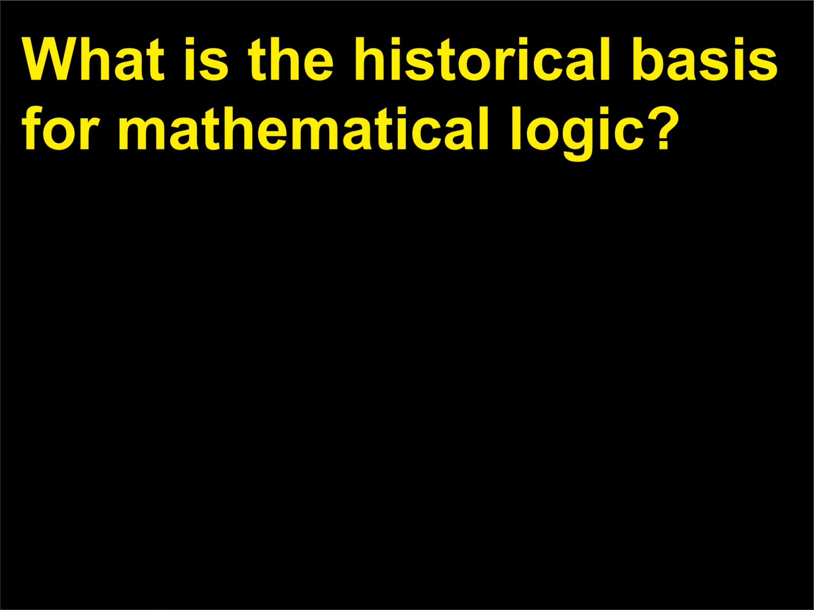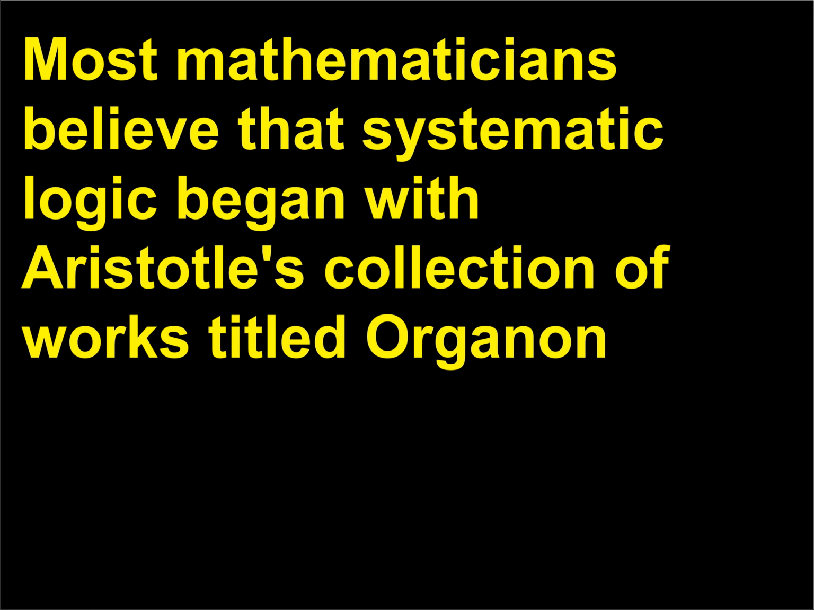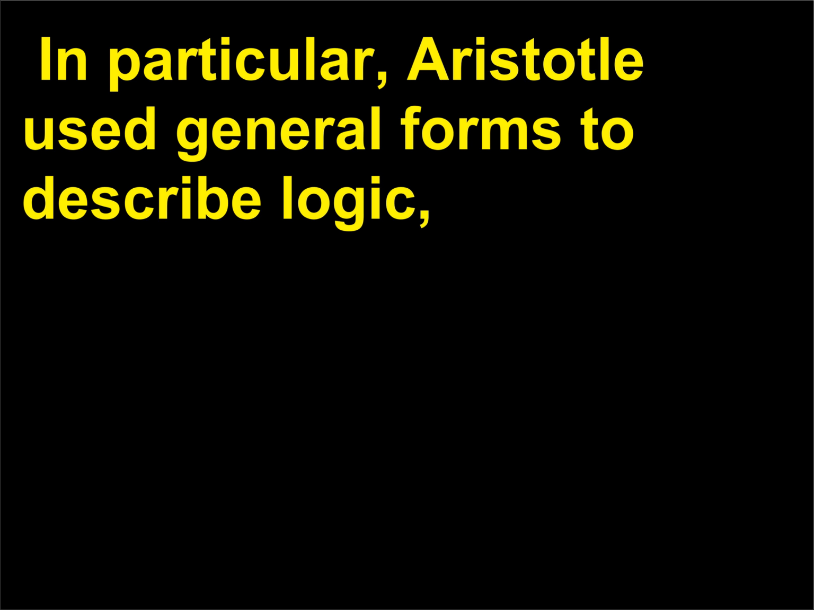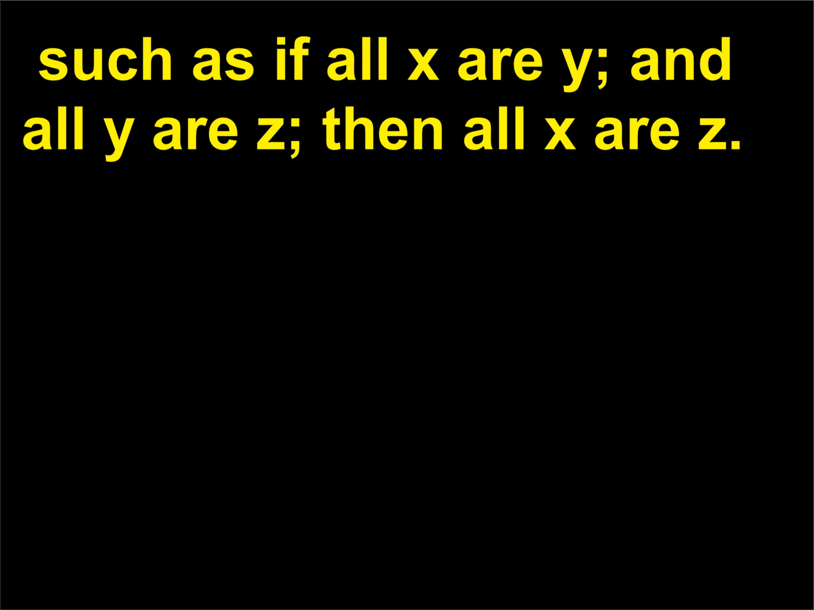What is the historical basis for mathematical logic? Most mathematicians believe that systematic logic began with Aristotle's collection of works titled Organon, meaning Tool, in which he introduced his ideas on logic. In particular, Aristotle used general forms to describe logic, such as if all x are y, and all y are z, then all x are z.